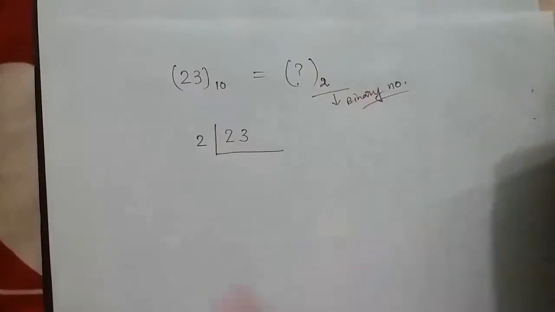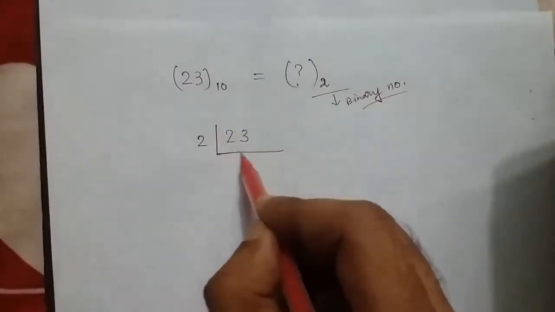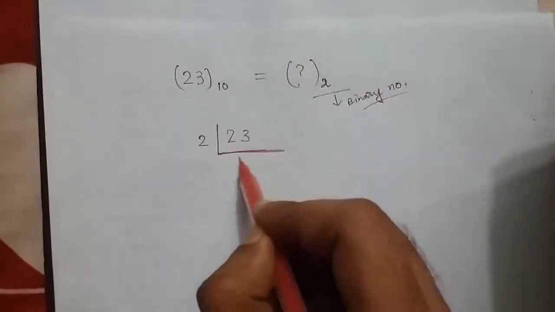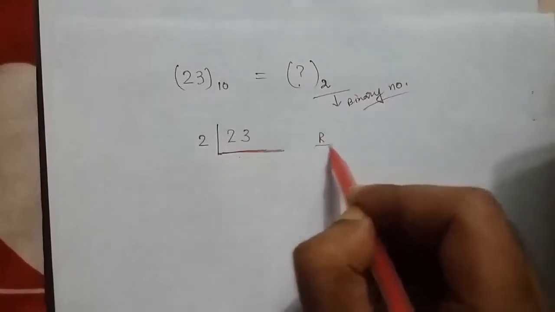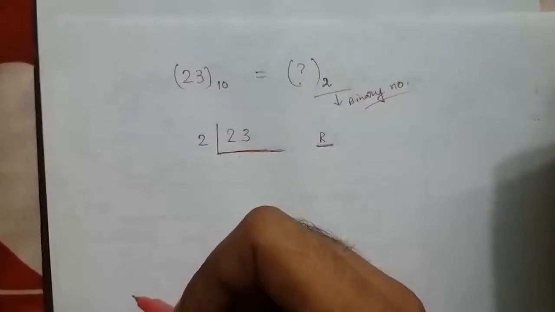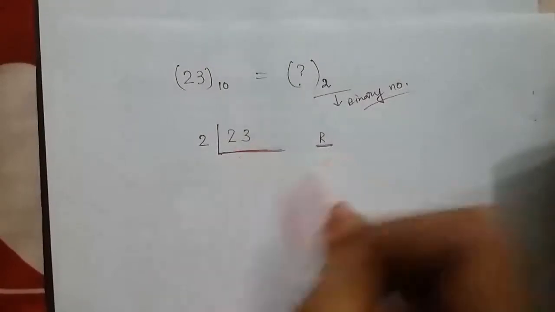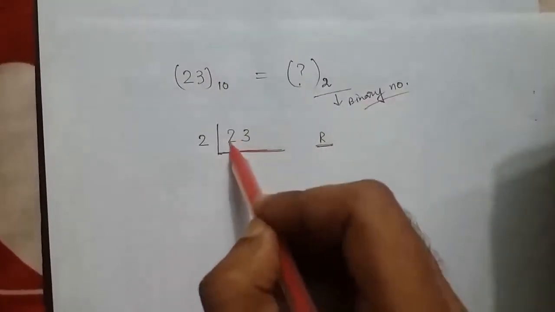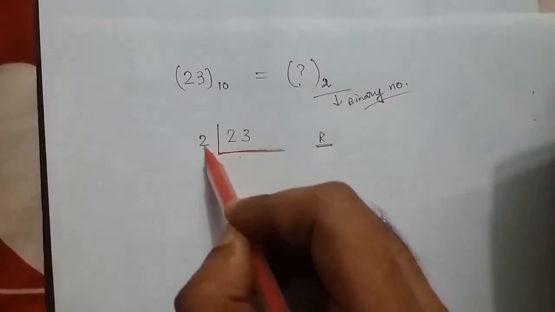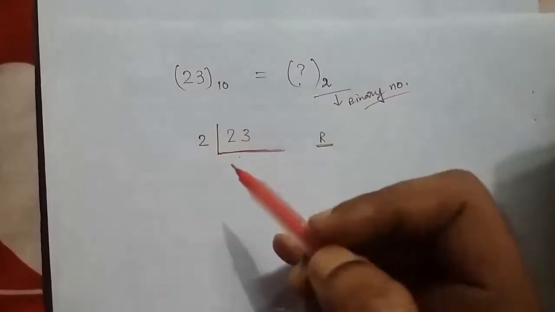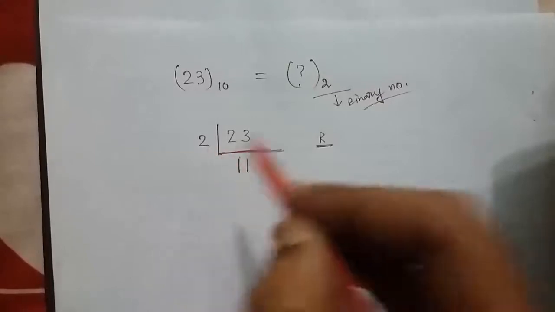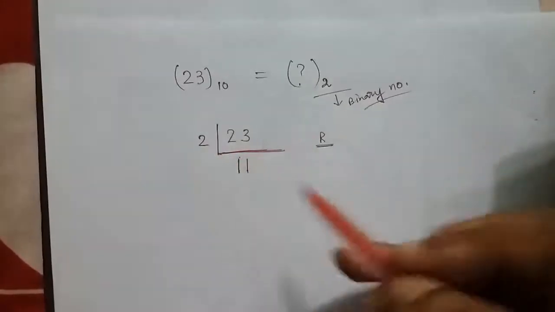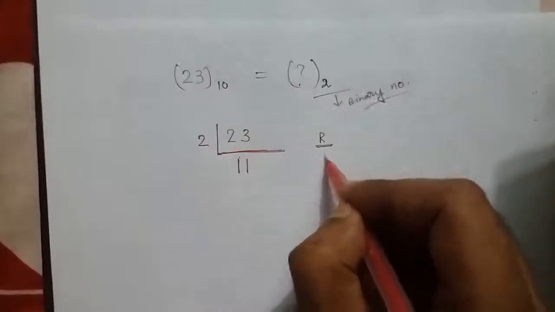Okay. So now here the rule is that here you will write the quotient, and here you will write the remainder. So quotient will be written here, remainder will be written here. So if we divide 23 by 2, here 2 is the divisor. So what will be the quotient? Obviously 11 will be the quotient, because 11 2s are 22. And if I write 22, then what will be the remainder? Obviously 1.